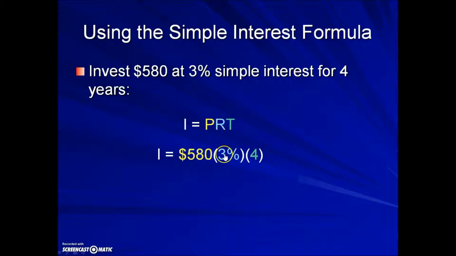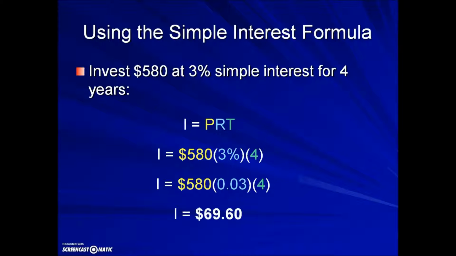R for interest rate is the 3%, and time in years, since this is 4 years, we'll replace T with a 4. To do the calculation, we first need to replace the 3% with its equivalent decimal by moving the decimal 2 places to the left on that percentage, and then doing the multiplication of these three numbers, resulting in an interest earned of $69.60.